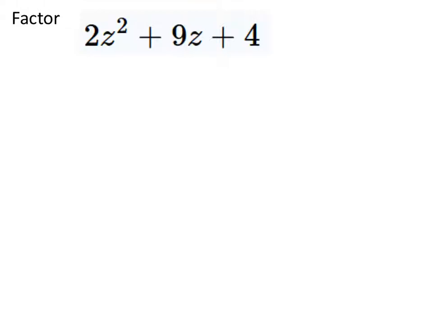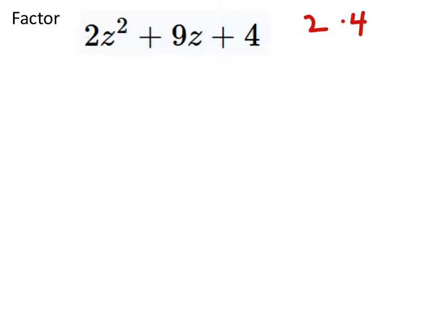Just looking at this one, once again, to start out, I would look for greatest common factor. I can't factor out a z from all 3 terms. 2 and 4 are even, but 9's not. So I can't even factor out any numbers from all 3 of the terms, which means I'm back to ax squared plus bx plus c stuff. And in this case, my a is 2 and my b is 4.